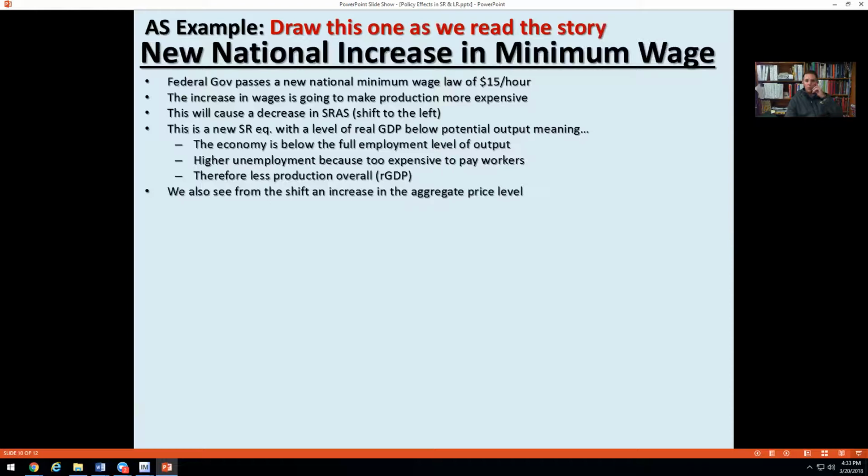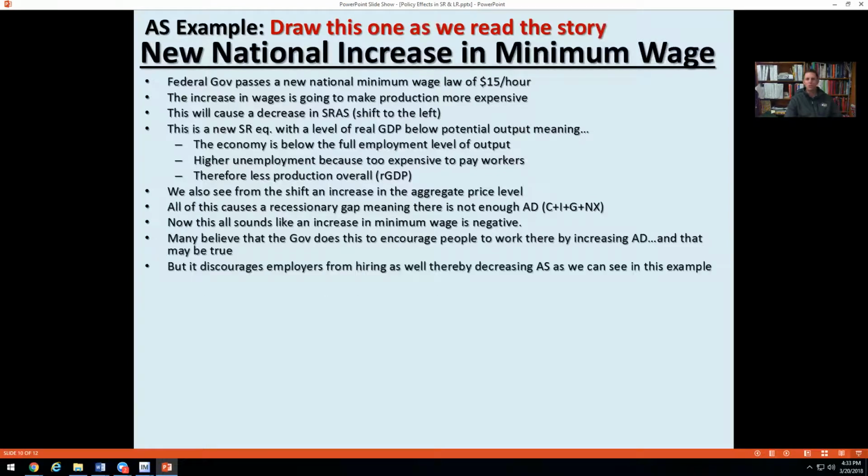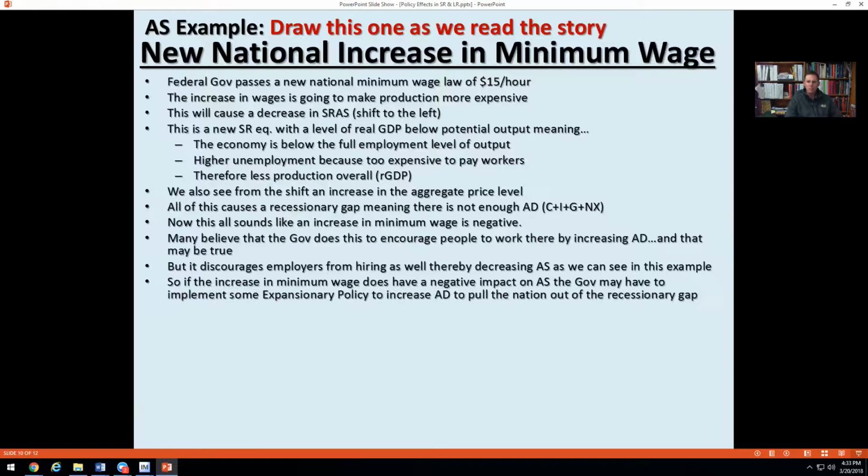We also see from the shift in that increase in aggregate price level, all of this causes a recessionary gap, meaning there's not enough AD going on, right? Not enough consumption, I, G, C plus I plus G plus net exports. All of this sounds like an increase in minimum wage is negative. However, we know many believe the government does this to encourage people to work, thereby increasing aggregate demand, which may be true, but it discourages employers from hiring them. So there's kind of this cat and mouse game going on.